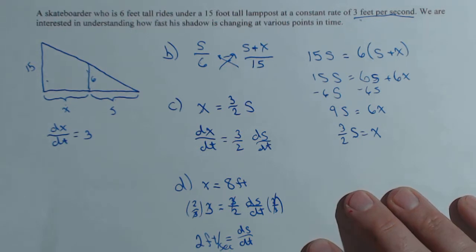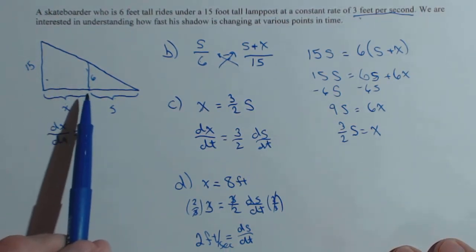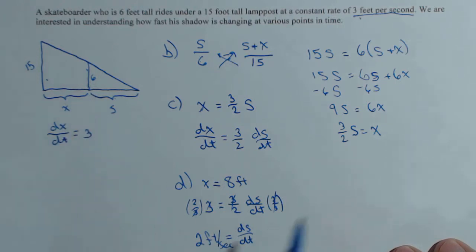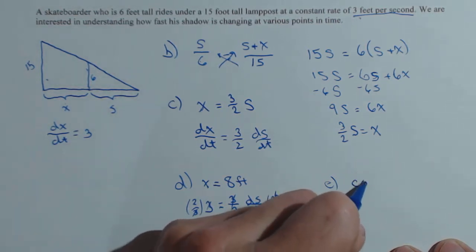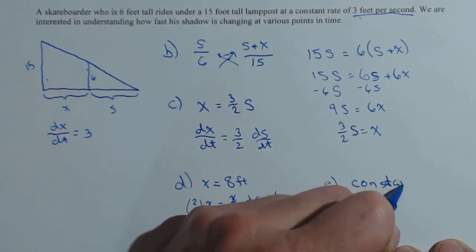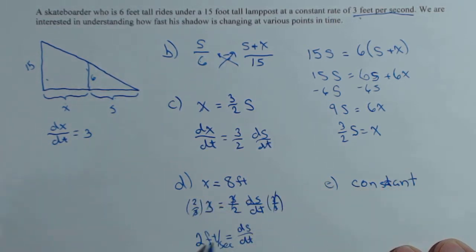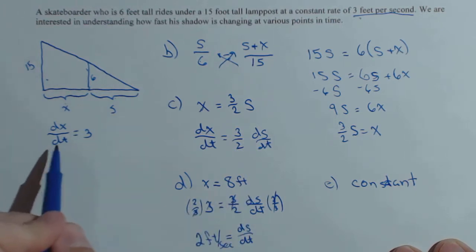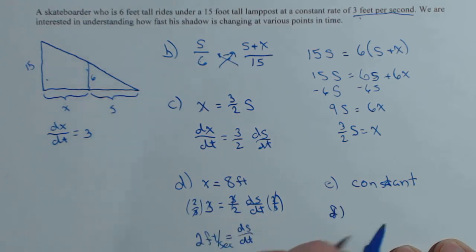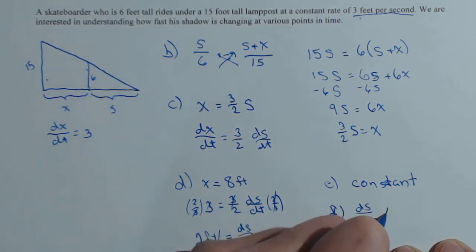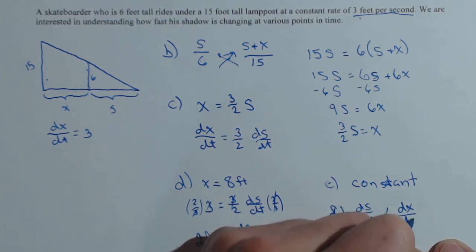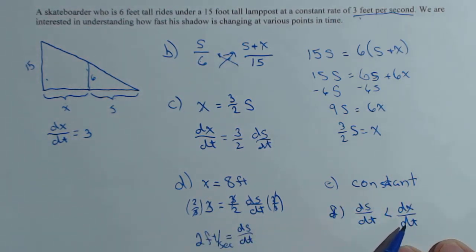Now, as the skateboarder's distance increases from the lamppost, they want to know if his shadow's length is increasing at an increasing rate, a decreasing rate, or a constant rate. Well, as we said, it doesn't matter how far he is from the lamppost. His shadow's always going to be changing at 2 feet per second, so it's going to be constant. And as we can see, ds/dt is always going to be smaller than dx/dt. So for part F, we know that ds/dt is always going to be smaller than dx/dt, so the distance from the lamppost is going to be increasing more rapidly than the length of his shadow.